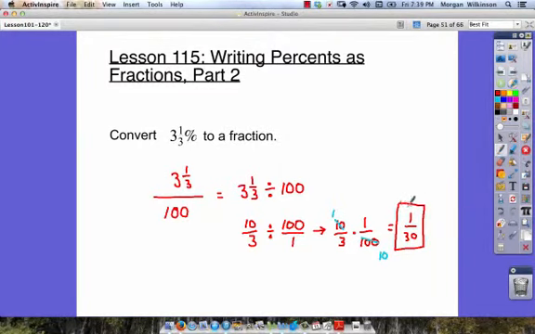The key thing here is to remember that percents are out of 100. We can convert our mixed numbers and whole numbers to improper fractions, simplify before we multiply, and then we'll come to our final answer. Let's look at another one.